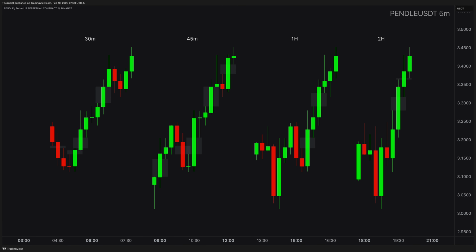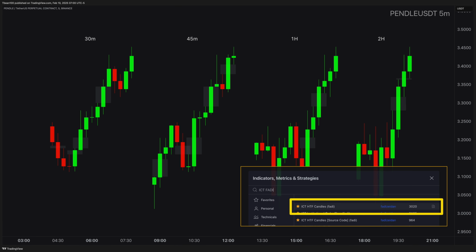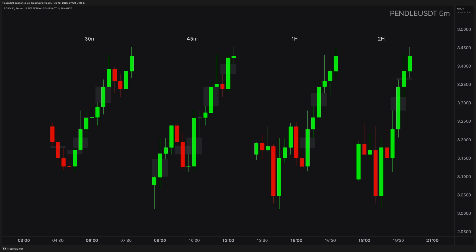Let's check out this quick morning trade practice with Pendle coin, one of the top gainers of the day. What you see here is our very simple indicator called ICT High Time Frame Candles indicator, showing me the multi-time frames at once to observe the price in much better detail.